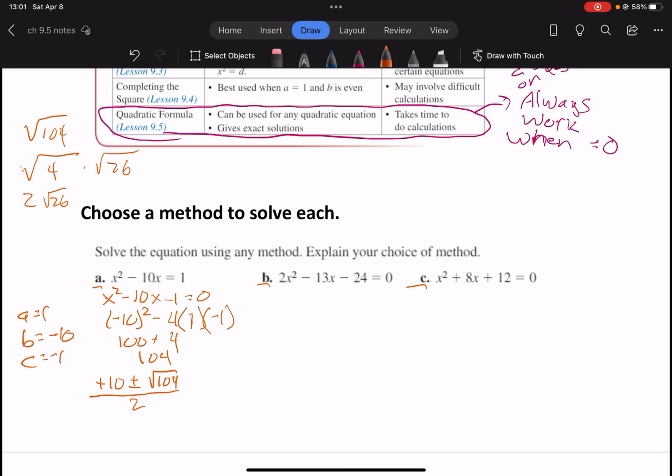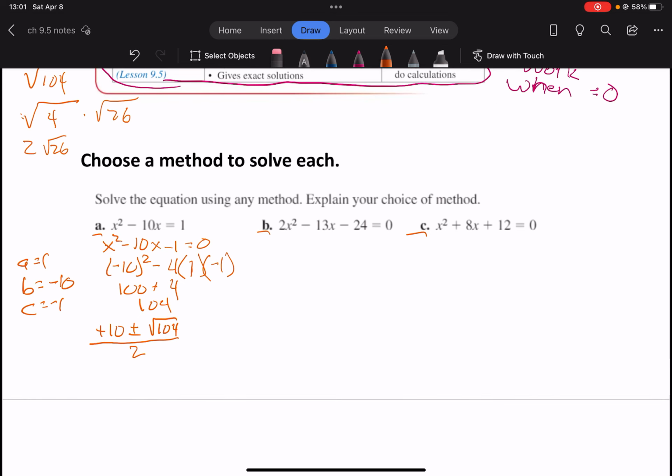2 radical 26. And so this one, you'll end up with 10 plus or minus 2 radical 26 all over 2. But 2 goes both into 10 and 2, so I can cancel all of that out. In a simplified form it would be 5 plus or minus 2 radical 26. And that is my exact answer. So I don't even have to simplify it unless they ask for a simplification.